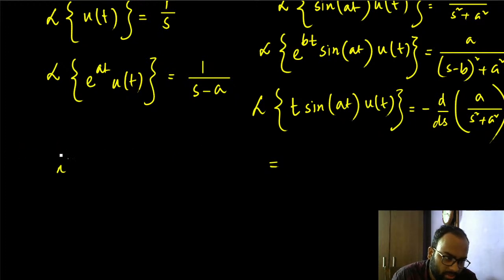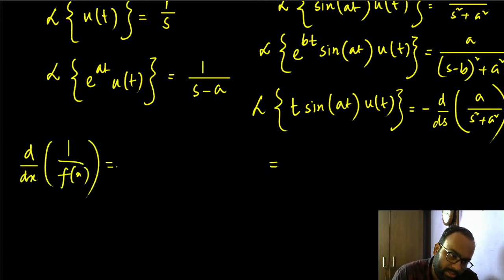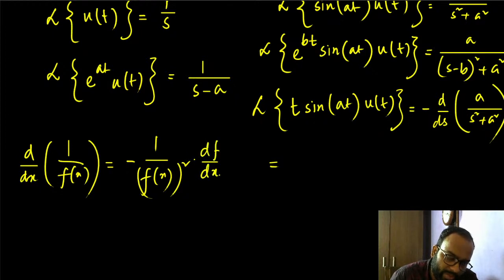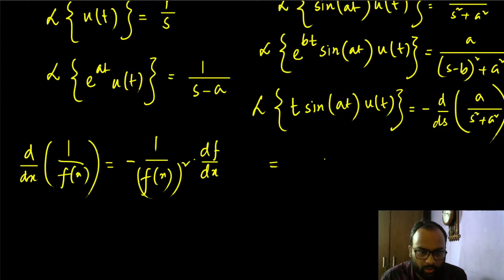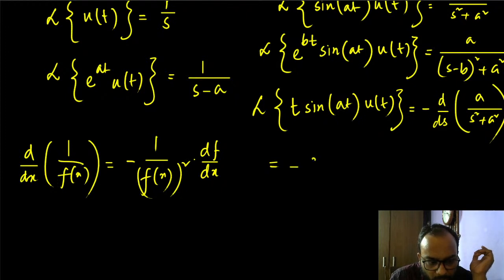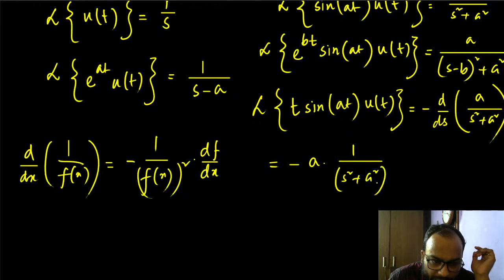So for example, this is like 1 by fx. What kind of result is this? This is going to be minus 1 by fx whole square, and the derivative of it. That's the chain rule of derivative, you know that. So when we differentiate this, minus a will come outside first of all. I'm going to consider this to be a constant. So this is going to be 1 by s square plus a square whole square.